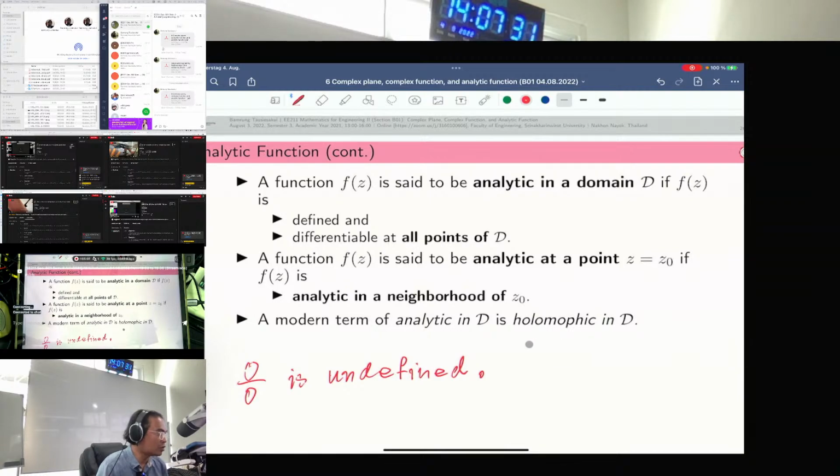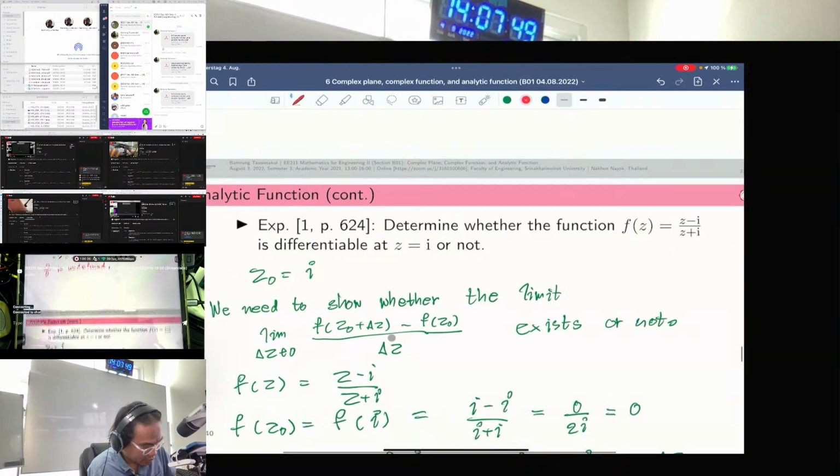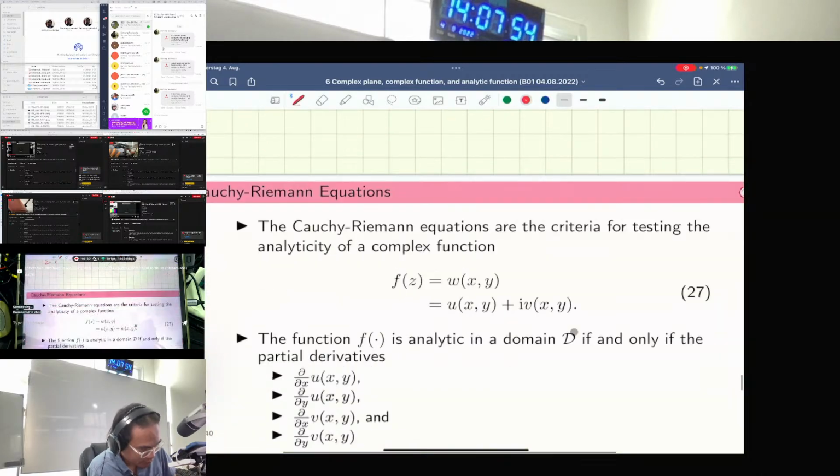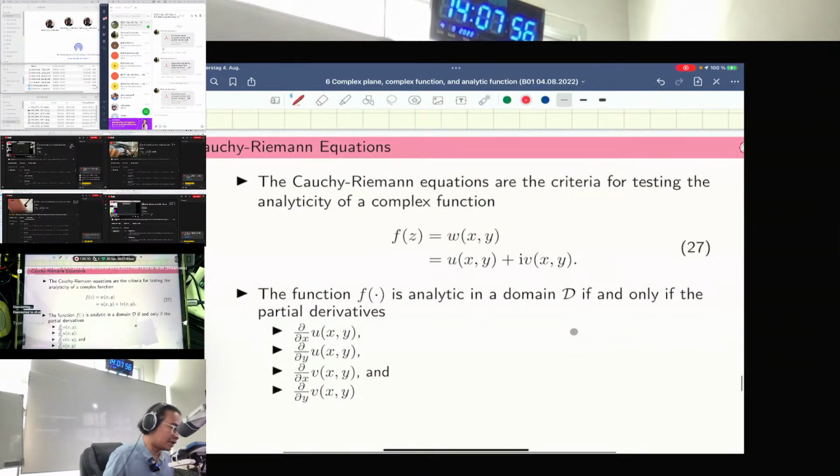Okay, if you go to the next level, a higher level like in a master's degree or doctoral degree, you may have the opportunity to hear or to see this word, holomorphic. Okay, this problem has been solved for you already. Now let's move to the last one for today's lecture, the Cauchy-Riemann equations.